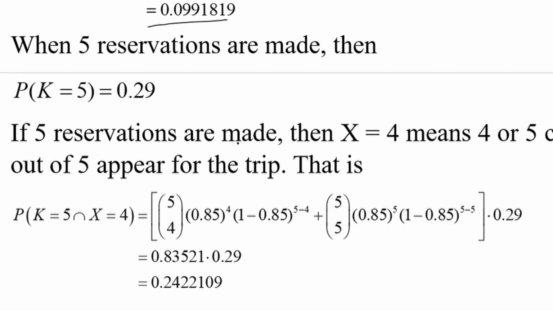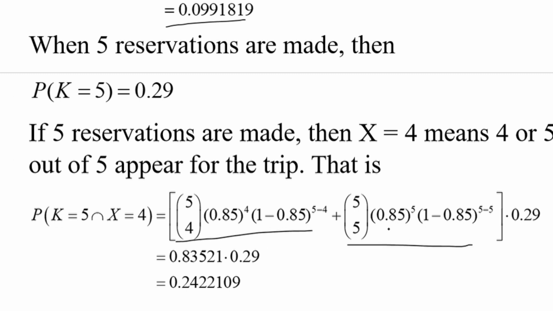When 5 reservations are made, then if 4 or 5 customers out of 5 appear for the trip, there will be 4 persons in the limousine when the trip starts. So we need to find the probability that the number of persons who appear for the trip can be 4 or 5. These are mutually exclusive events, so we need to add these probabilities, and the probability becomes this one.